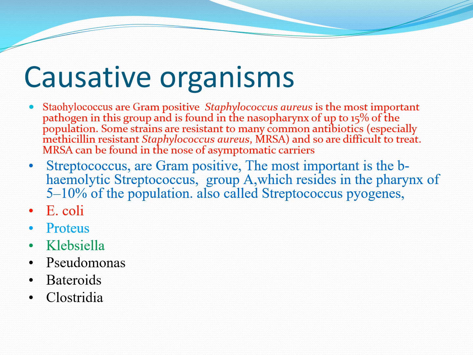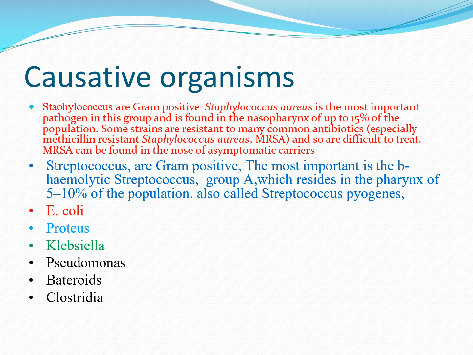The causative organisms of infections range from Staphylococci, E. coli, Proteus, Klebsiella, Pseudomonas, Bacteroides, and Clostridia. Staphylococci are gram-positive organisms. They include Staphylococcus aureus and Staphylococcus albus. These microbes are important pathogens found in up to 15% of the population's nasopharynx, and some strains are resistant to common antibiotics, especially methicillin-resistant Staphylococcus aureus, MRSA, and are difficult to treat. MRSA can be found in the nose of an asymptomatic carrier. Staphylococcus aureus is the most important of these pathogens.